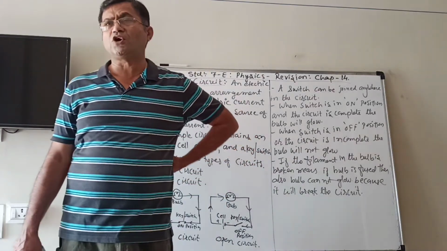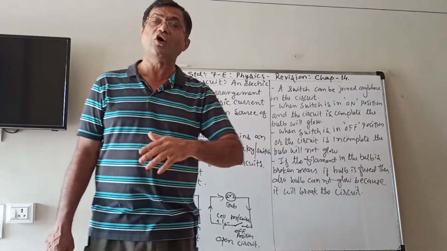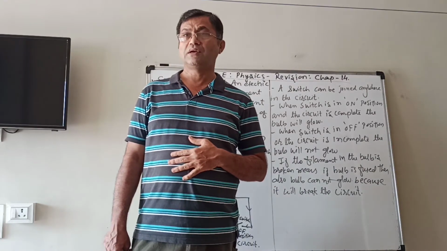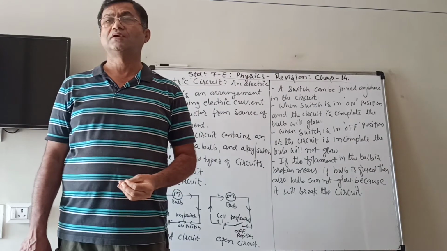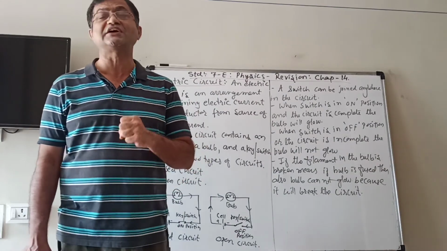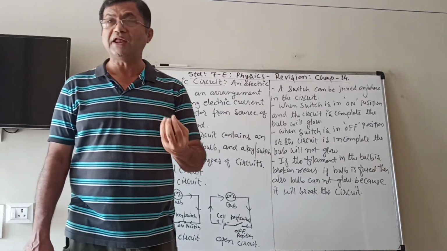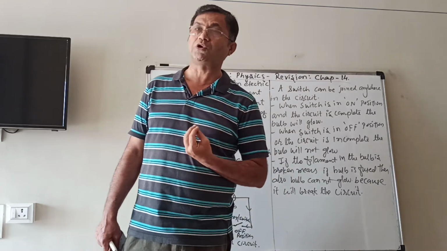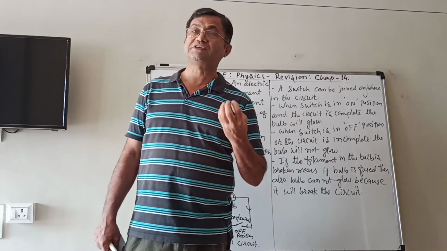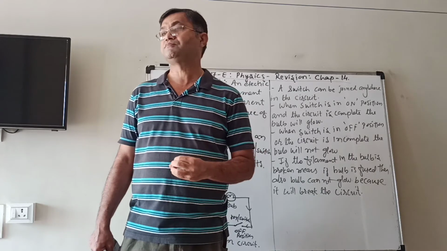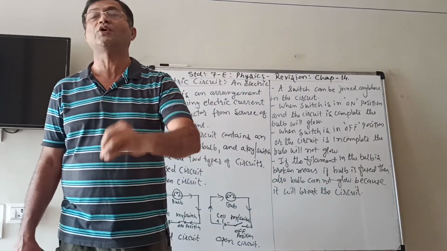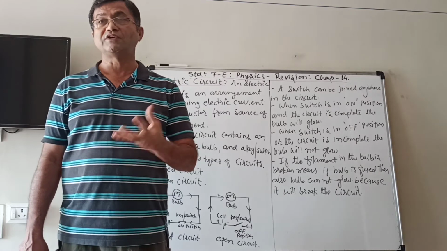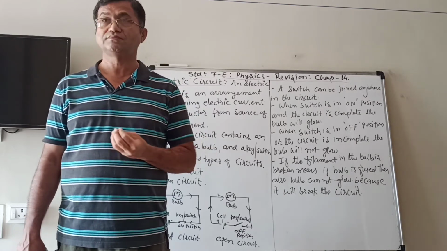But sometimes, as I told you, the switch is in on position and there is no gap anywhere in the middle of the circuit, and then also sometimes the bulb will not glow. And that is the situation in which, as I told you, maybe the filament of the bulb is broken. So we call it the bulb is fused.